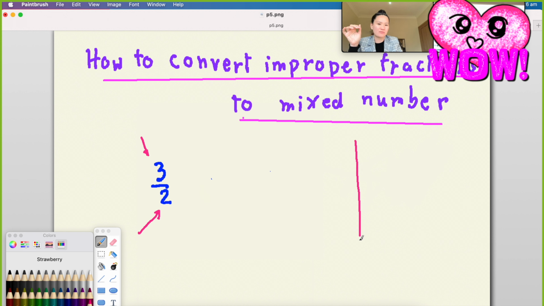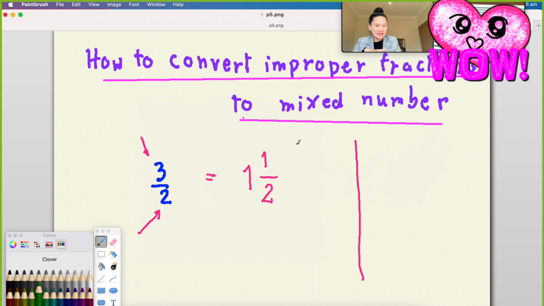You could do this with the short method or the long one. I'm going to show you the short, quick one first. I know that 3 divided by 2 is equal to 1, and then you have the remainder 1. So you write down remainder 1, and the denominator has to be the same, so it's 2.